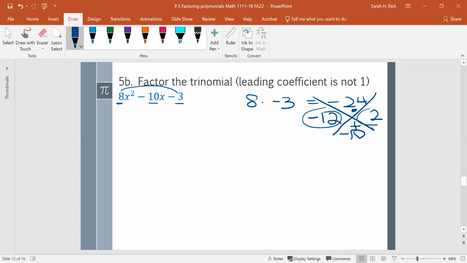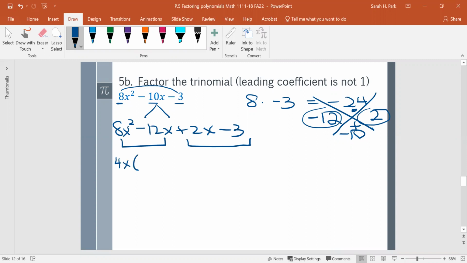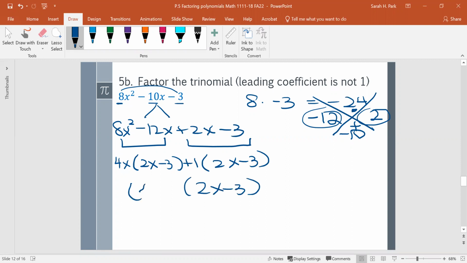So we're going to use these guys and expand negative 10x into negative 12x plus 2x, then the minus 3 at the end. Don't forget about the 8x squared. Then factor by grouping. 8x squared minus 12x, they both have, let's see, 4x, giving us 2x minus 3, and positive 2x and minus 3. They don't have anything in common, but you have to factor out something. So we have to factor out a positive 1, 2x minus 3. And so let's just put these together, 2x minus 3 and 4x plus 1. So factors are 4x plus 1 and 2x minus 3.